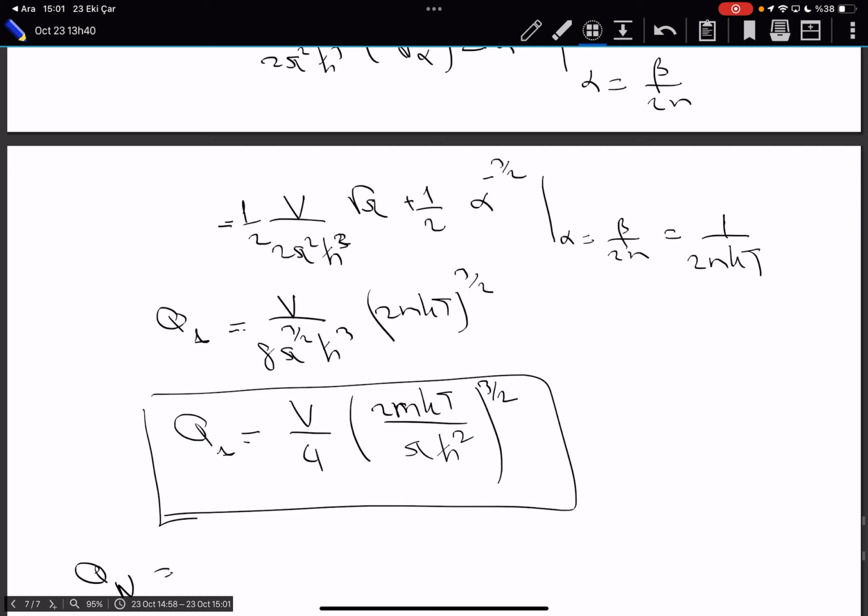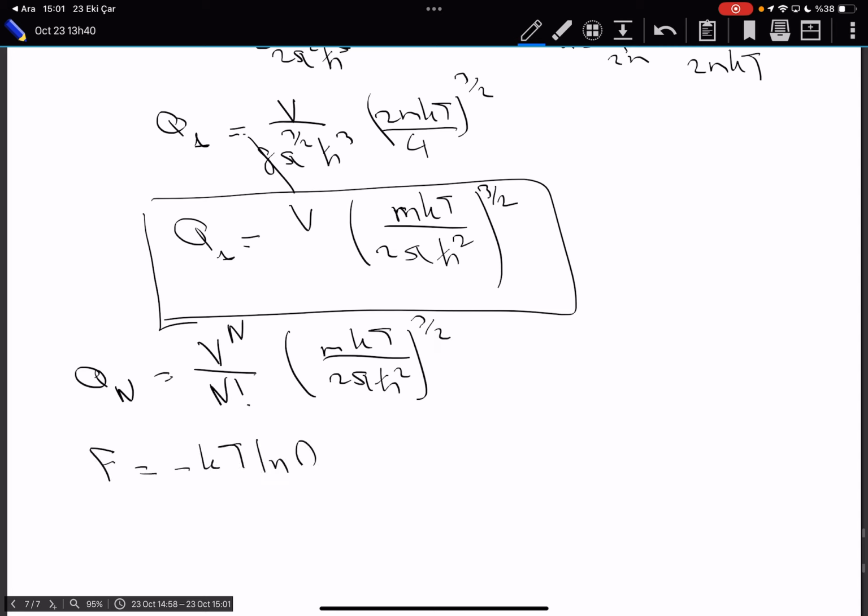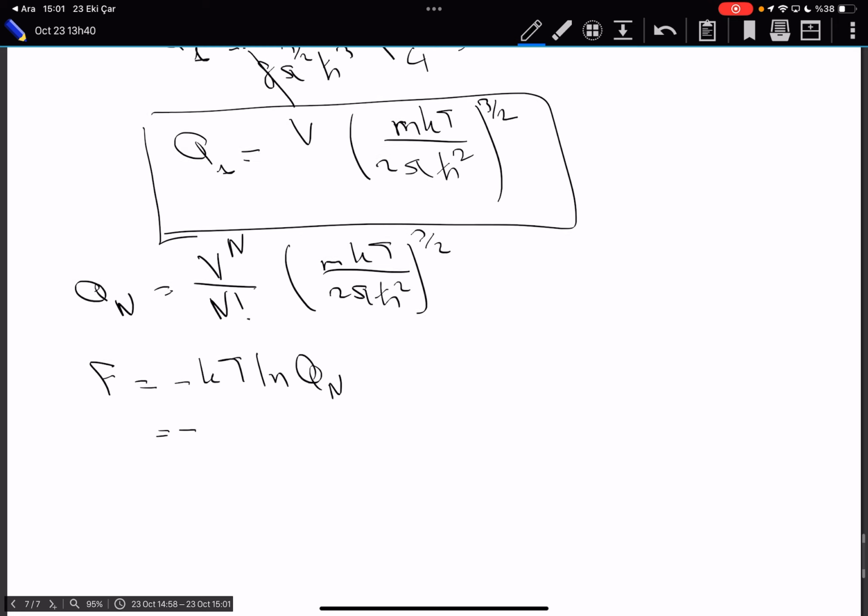So that is, yes, this should be the answer. 1 over 8 is 4 to the power 3/2. So I put the 4 here and do the cancellations. Qn is V to the n divided by n factorial, mkT divided by 2 pi h bar squared to the power 3/2. F is minus kT logarithm of Qn, which is minus nkT.